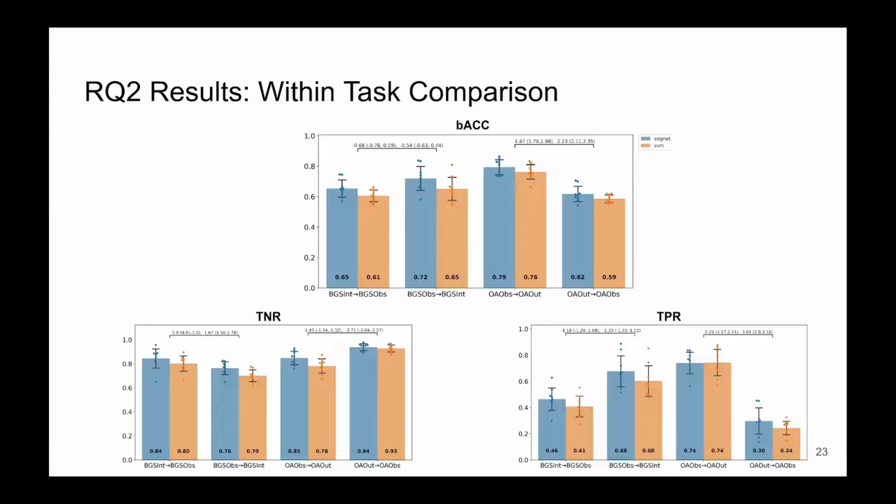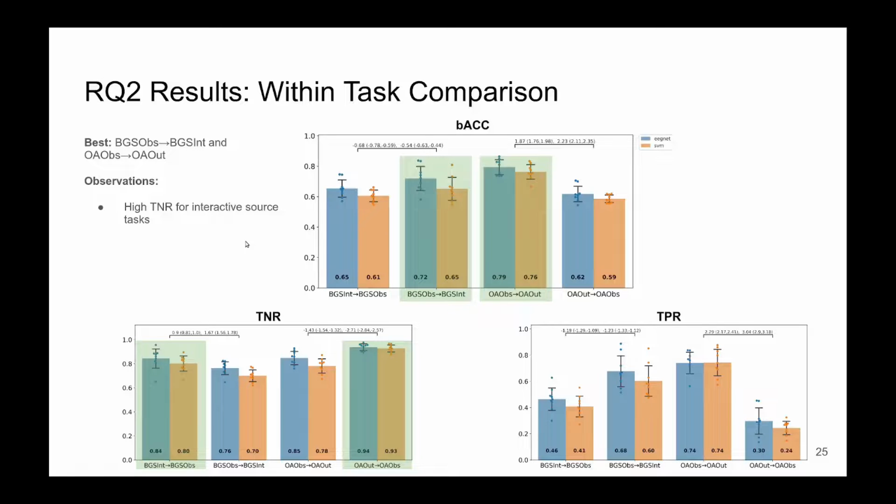Looking at the next results for research question 2, this is looking at transfer performance. In particular, these results are looking at within-task comparison, so the subtask transfer. First, we can see that these results tend to indicate that the observational tasks act as good source data, while the interactive tasks act as good target data. In particular, we see this with balanced accuracy. However, counter to this, for TNR, we see that it is the reverse. Interactive tasks act as the better source data. And then once again, it returns to normal for the TPR, where the observational tasks are acting as the best source data.